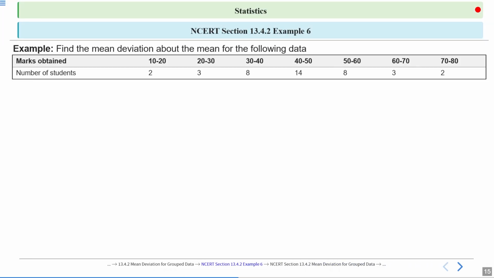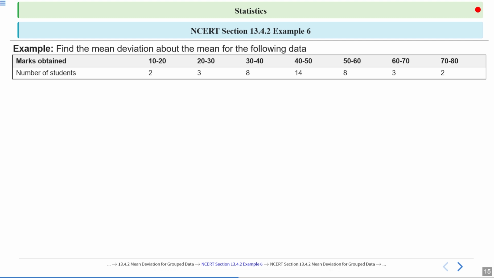Now, let's take an example. In this example, we are asked to find the mean deviation about the mean. The table shows marks obtained in the first row, and in the second row we have the number of students. The marks obtained are in class intervals like 10 to 20, 20 to 30, 30 to 40, 40 to 50, 50 to 60, 60 to 70, 70 to 80. And then in the second row we have the number of students in each interval.